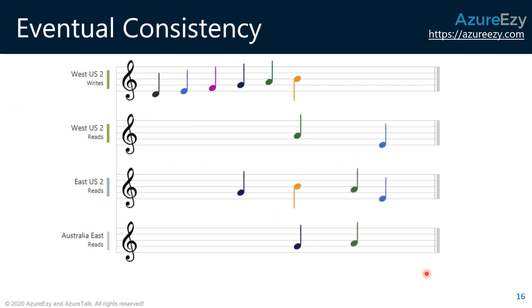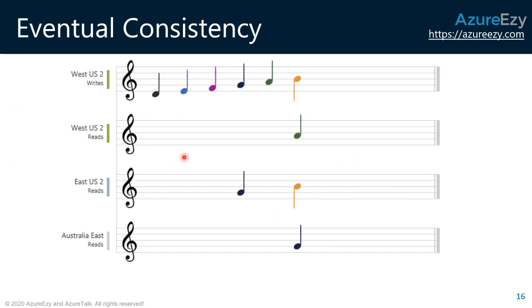The first thing to consider in this model is that there is no guarantee on the order of the data as well. If you see black, but here it's green, and here blue, but a different note is coming here. So there is no guarantee of order either. Okay, so this is eventual consistency, and it's not like everything is bad here. This model offers high availability and low latency, along with the highest throughput of all.